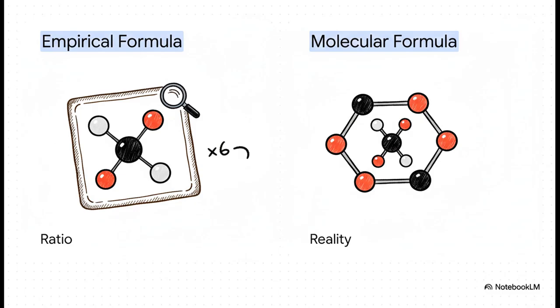Now, to solve any mystery, you need clues, and we have two main ones. First up, there's the empirical formula. Think of this as the simplest possible ratio of the elements in your compound. Then, you've got the molecular formula, and that's the actual number of atoms in a single molecule. So one's kind of like the basic blueprint, and the other is the finished building.